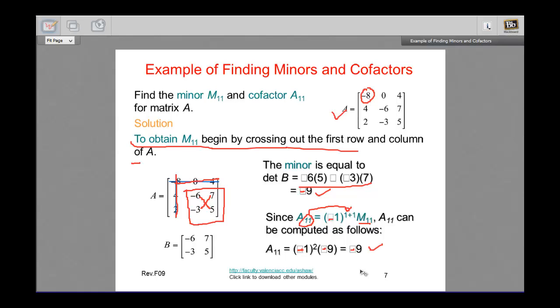So the minor of element minus 8 will be minus 9, and similarly the cofactor of element minus 8 will be minus 9. Similarly, we can find the minors and cofactors of every element. What is the minor of this 0 element? We delete this row and this column, and the minor will be the determinant of 4, 7, 2, 5. Similarly, we can find the minor of the A13 element, the A21 element, A22 element, A23 element, A31 element. So from every element we can find the minors, and we can find the cofactors as well. This is the procedure to find the minors and cofactors of every element.